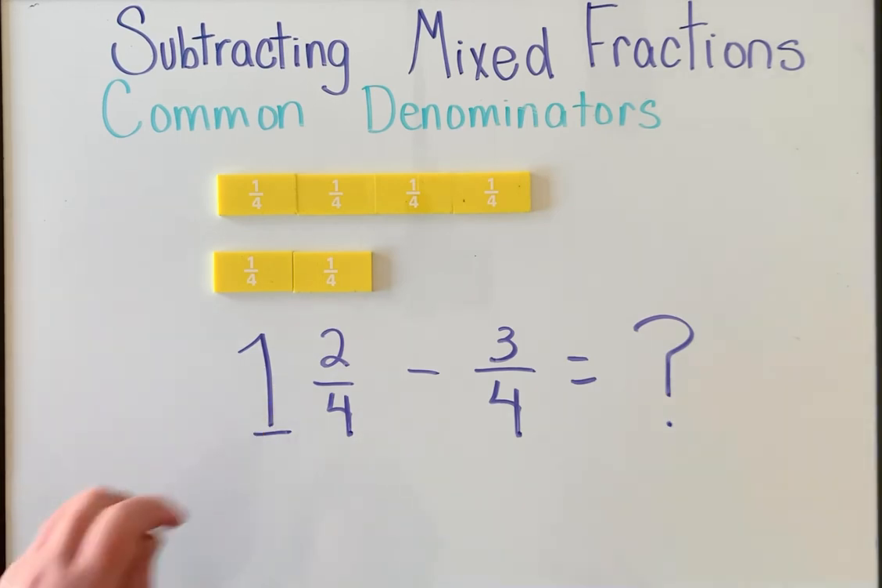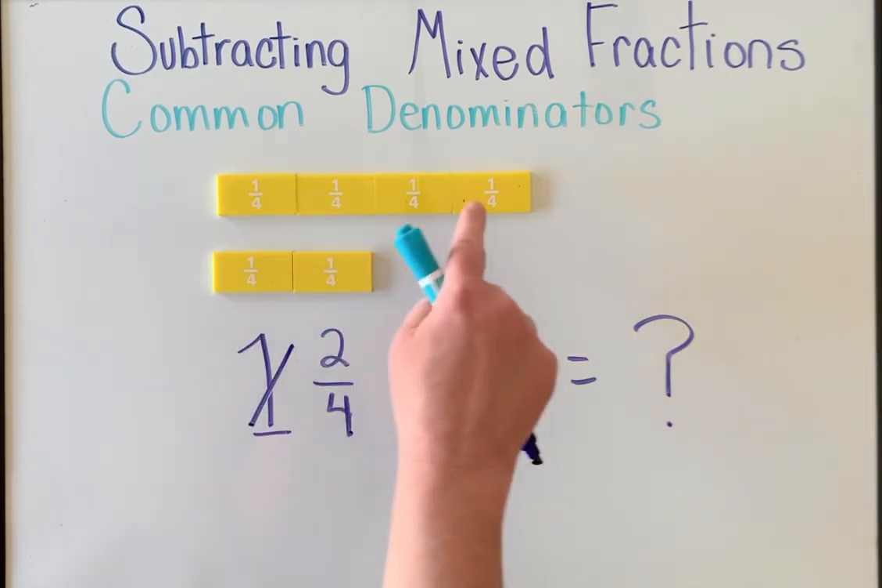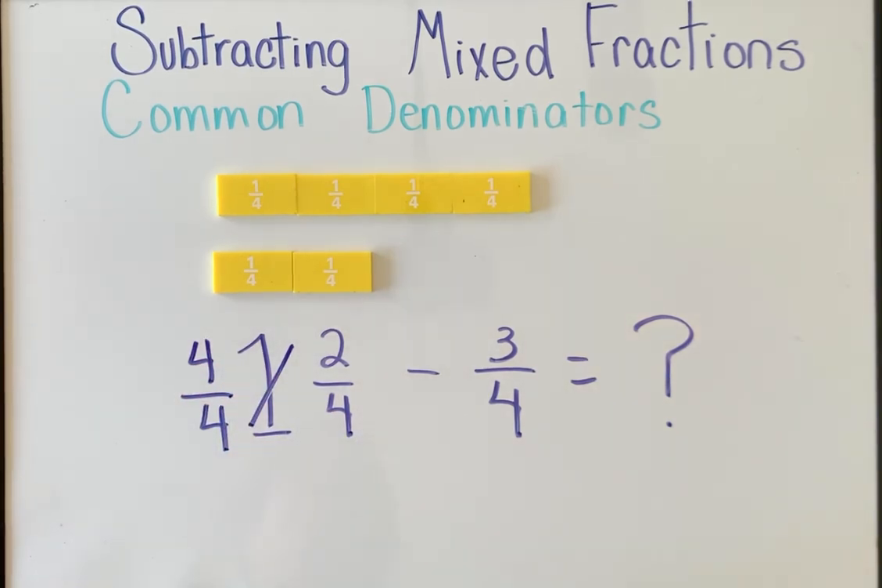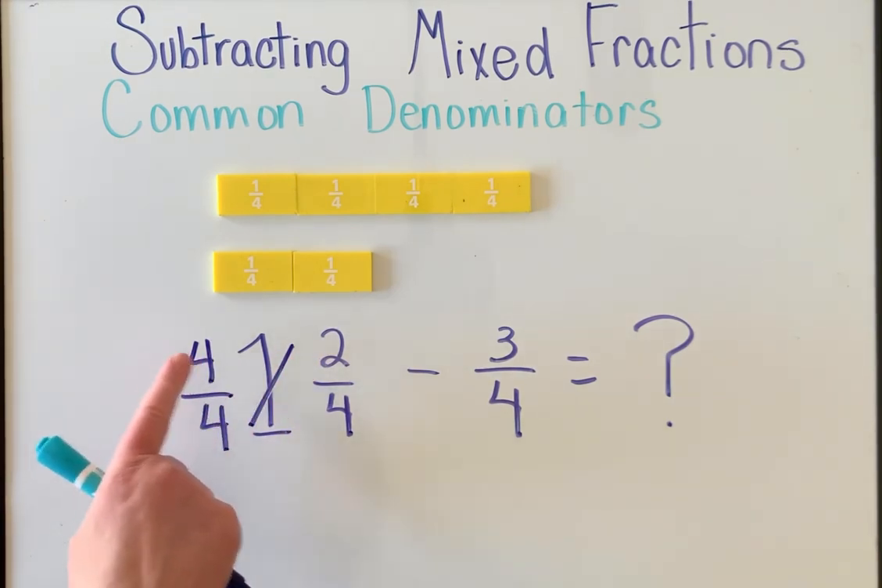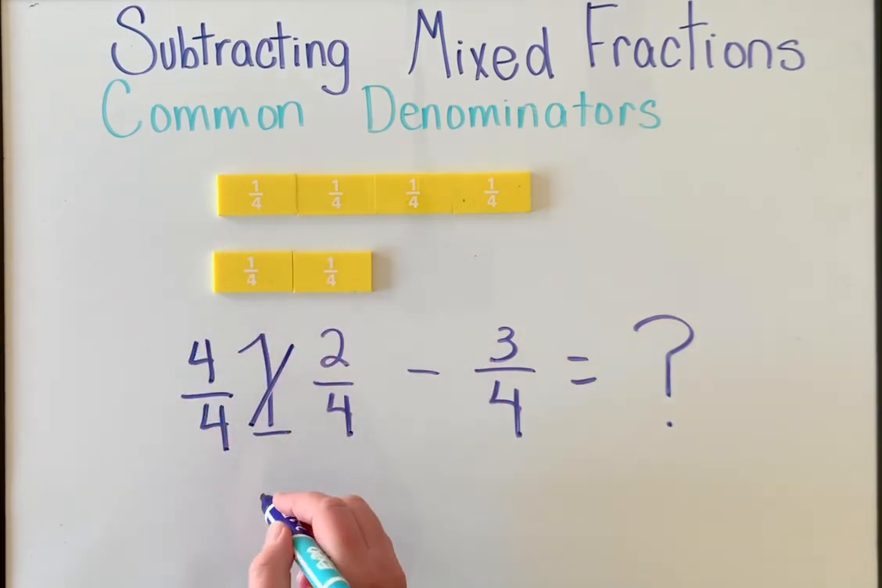So my whole that I took here, I converted it into 4ths, into 4 4ths. Now you can clearly see how many 4ths I have. I had 2 pieces, but then when I converted my whole into 4 4ths, now I have 4 more pieces. So altogether I have 6 4ths. And as you can see, that's an improper fraction. But sometimes we have to go there when subtracting. We have to get that numerator bigger so that I can take away.